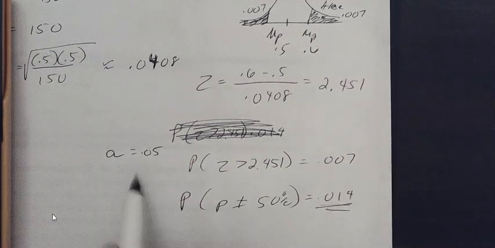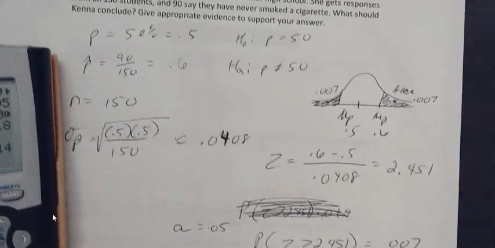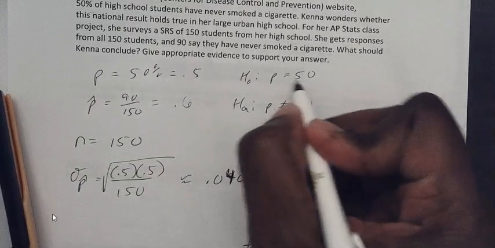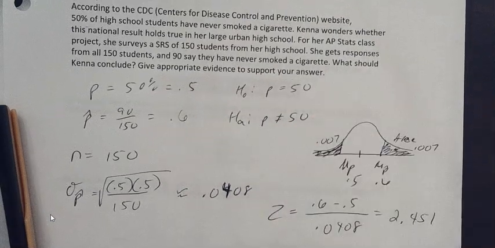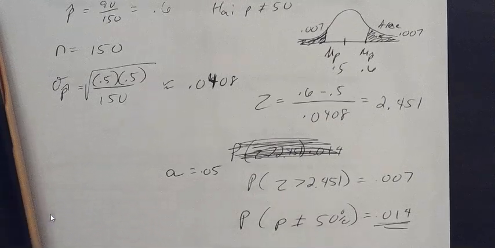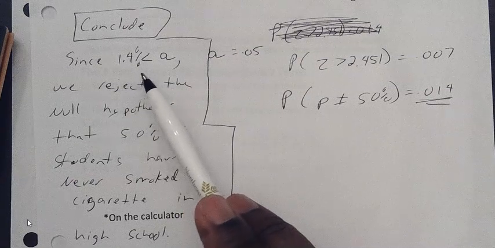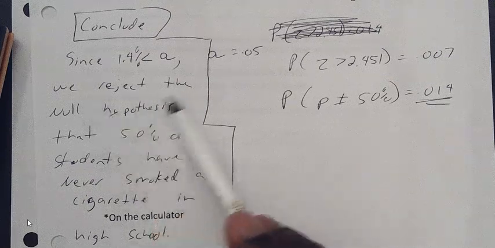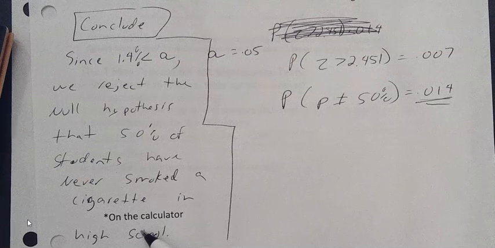So this value is smaller than 0.05. In this case, we have to reject the null. So we can say that we're pretty certain that the null hypothesis that 50% of students in high school smoked is not true. So it's not actually equal to it. So let's write our conclusion. If we were done, we would conclude that since 1.4% is less than our significance level of 5%, we can reject the null hypothesis that 50% of students have never smoked a cigarette in high school. So it could be more, it could be less, but we know that that's not really true.